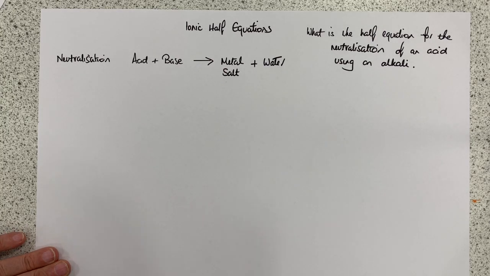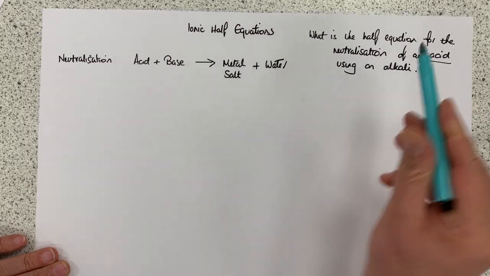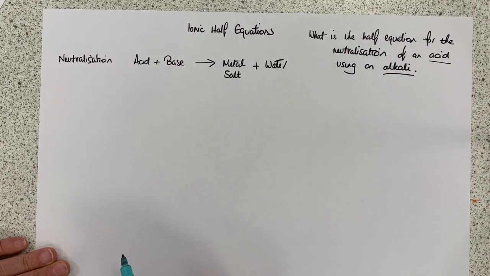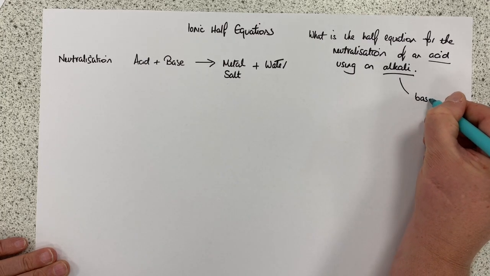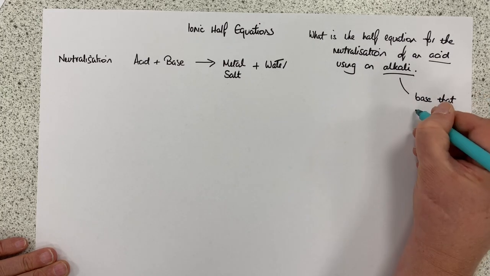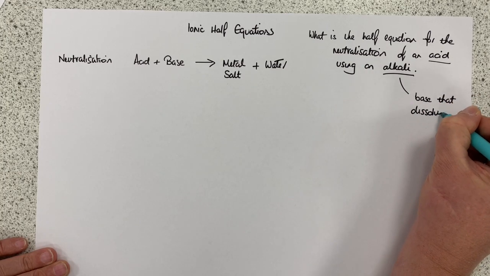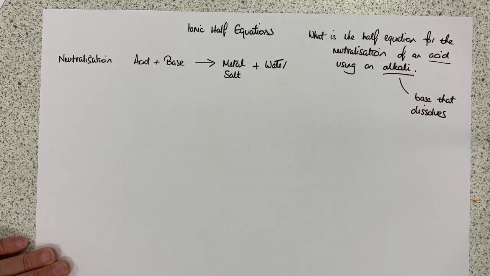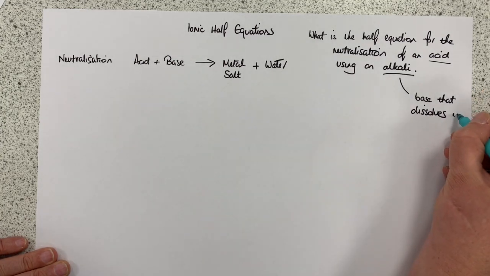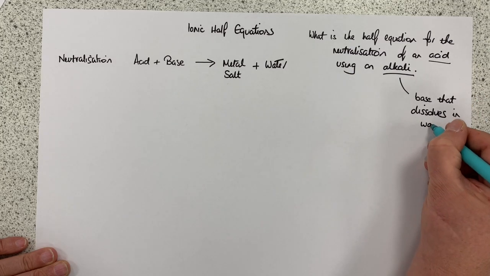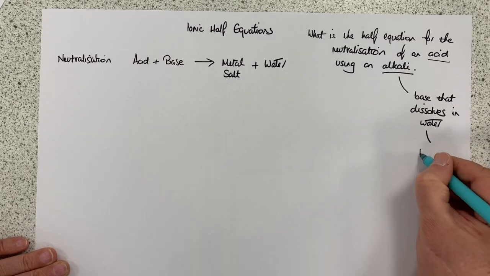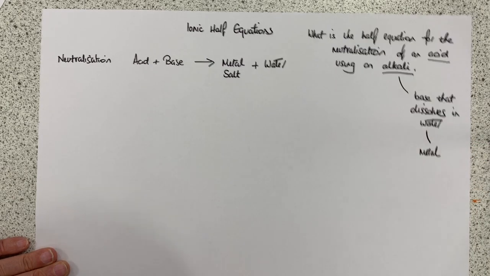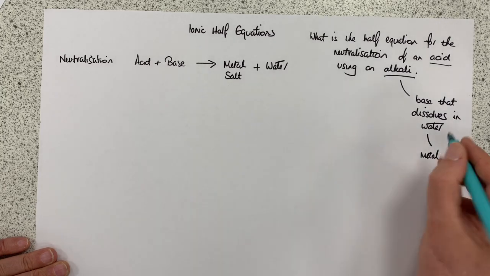Okay, we need to know what acid we're going to use, and we need to know what alkali we're going to use. Well, an alkali is a base that dissolves in water. And I'm just going to pause for a moment and look over my shoulder at Mr. Smith and say, how are we doing? Okay, so it's a base that dissolves in water. All right, and that in turn means it's a metal hydroxide.